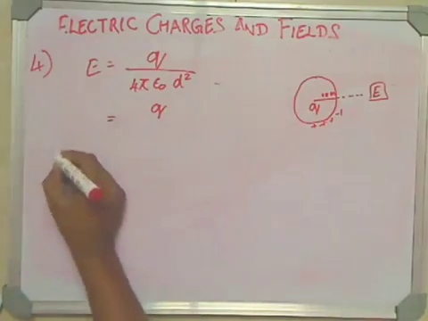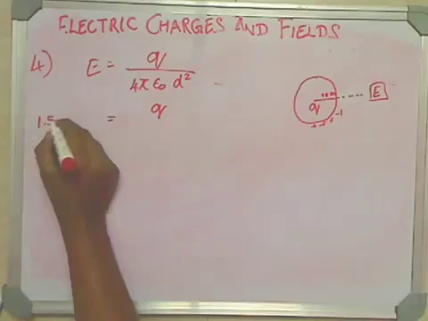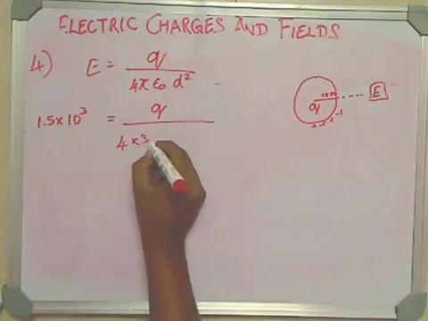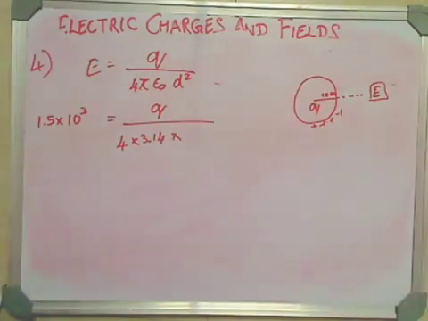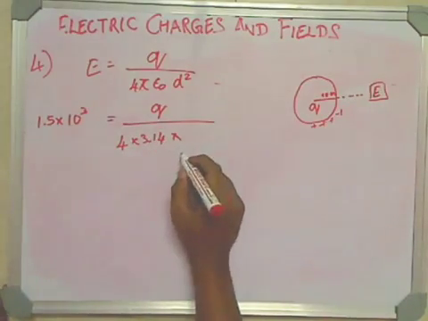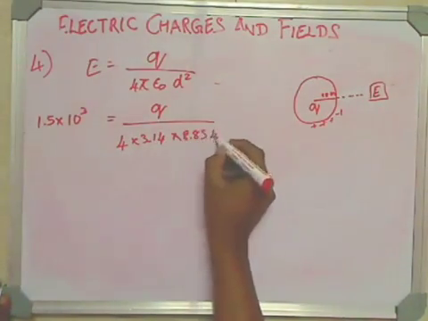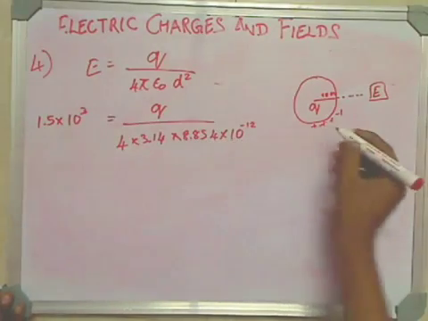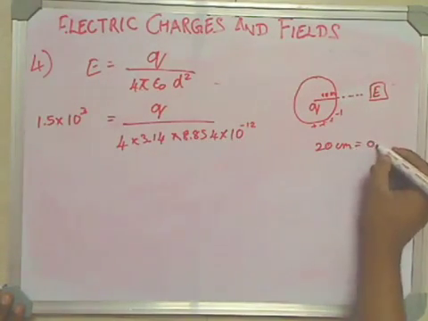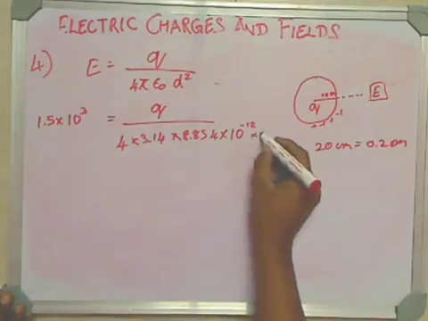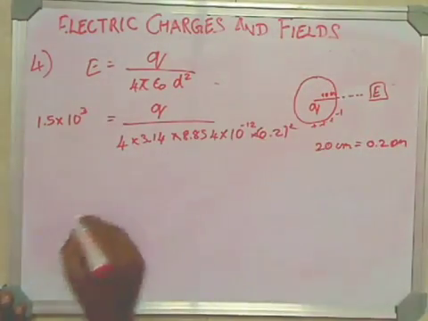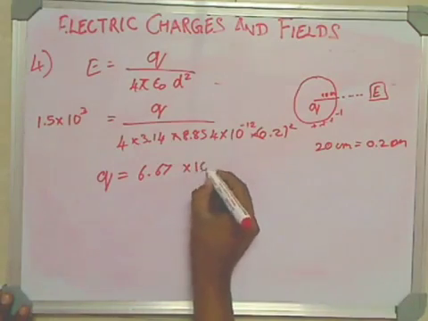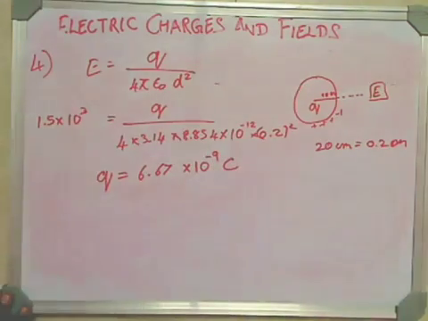Q here is unknown, but you already know the value of the electric field, which is 1.5 multiplied by 10 to the power of 3 divided by 4 pi, 3.14. Please don't take more than 2 digits of pi. Pi is infinitely long. 8.854 multiplied by 10 to the power of minus 12. Again, I need to convert the distance into meter. So 20 centimeters is nothing but 0.2 meter. 0.2 meter multiplied by 0.2 square. This, upon calculation, gives me Q equals 6.67 multiplied by 10 to the power of minus 9 coulomb.